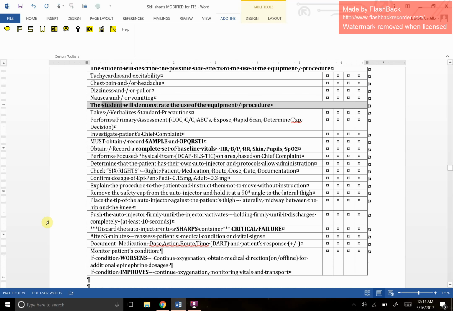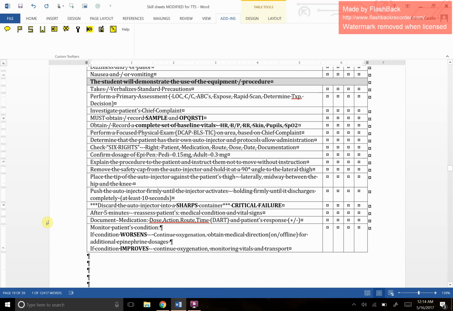The student will demonstrate the use of the equipment/procedure. Takes/verbalizes standard precautions. Perform a primary assessment, LOC, C/C, ABCs, expose, rapid scan, determine TXP decision. Investigate patient's chief complaint. Must obtain/record SAMPLE and ASPIRIN.